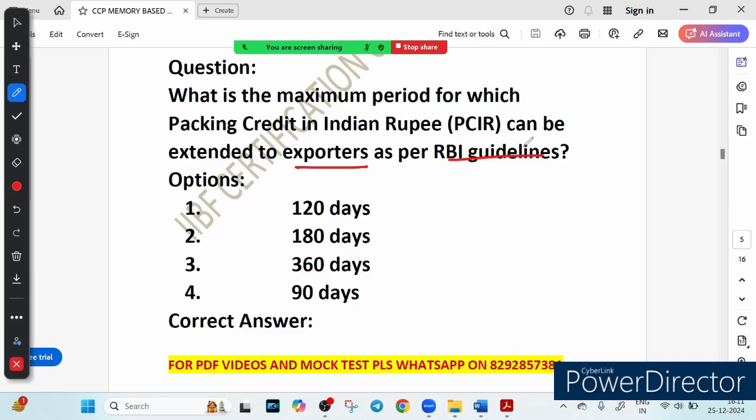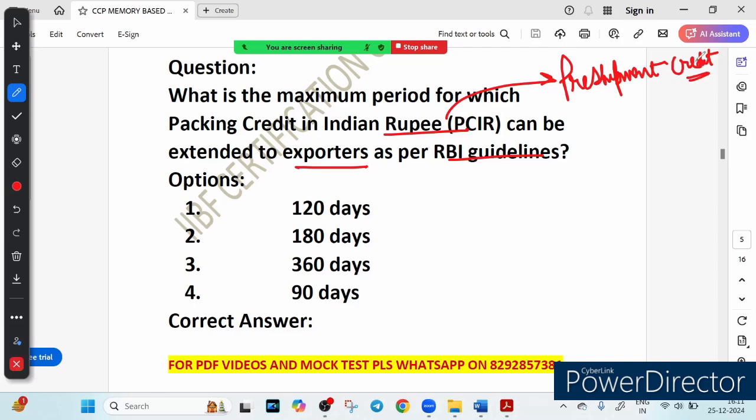See, first of all, let's understand what is PCIR. Packing credit in Indian rupees. PCIR is a short-term pre-shipment credit. It is a type of pre-shipment credit provided to the exporter. It helps exporter finance activities like purchasing, processing, manufacturing or packing goods meant for export.